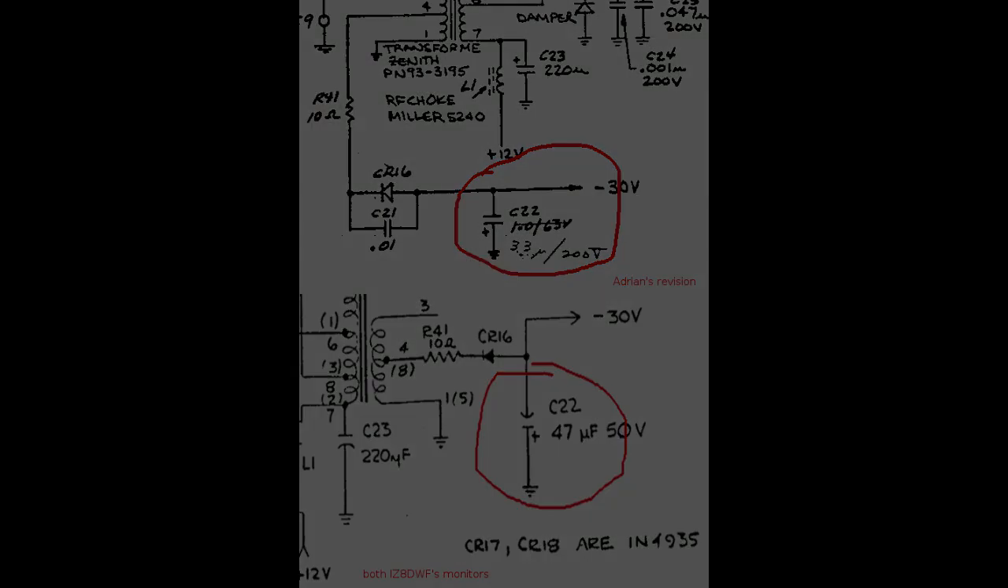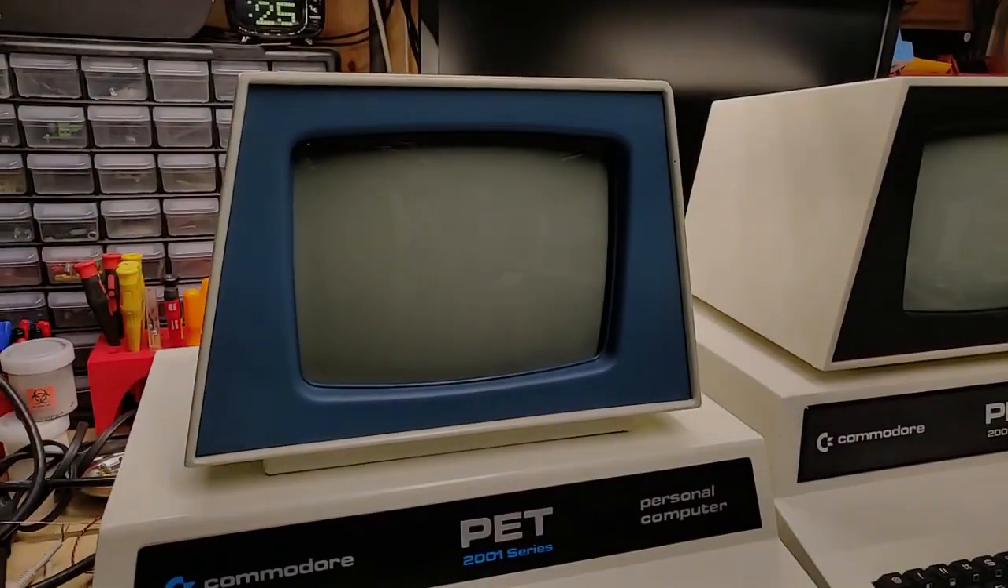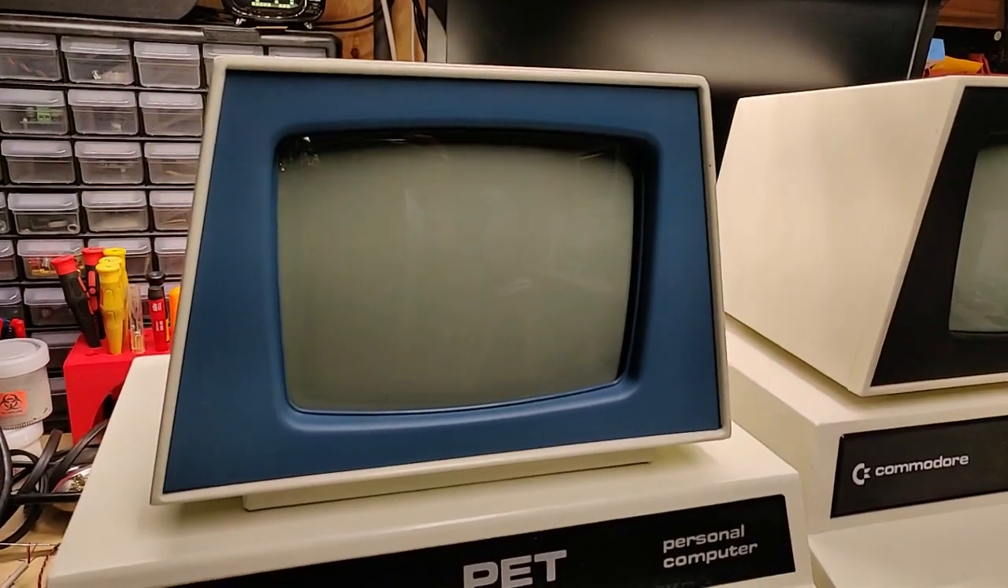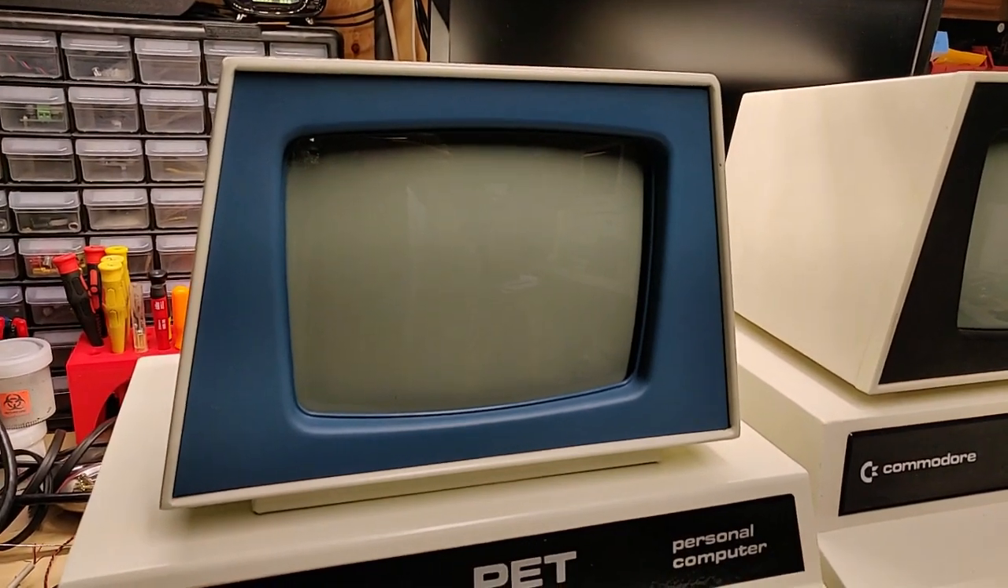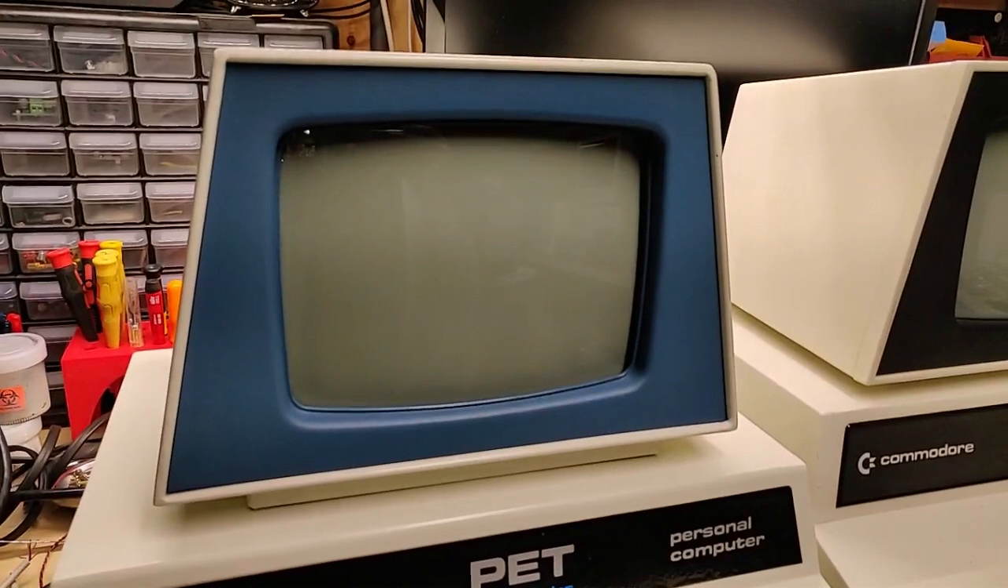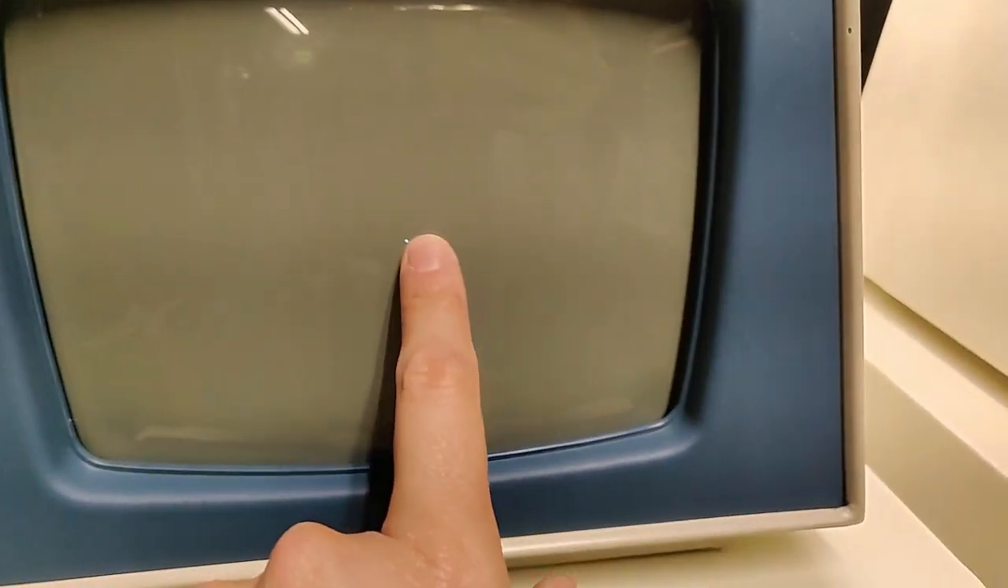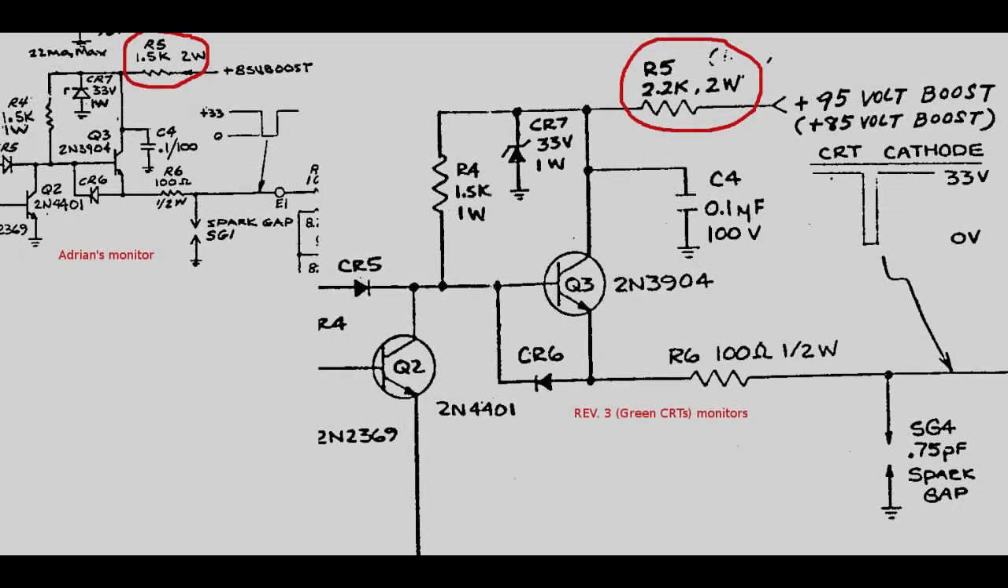However, even after he substituted a 47 microfarad capacitor for C22, Adrian's monitor still had a faint and delayed spot that would get worse the more the PET was left powered on. Since connecting the green CRT analog board to the white CRT makes the spot disappear completely, there must be still some difference left. This time I had a good look at the different revision schematics for a possible hint.